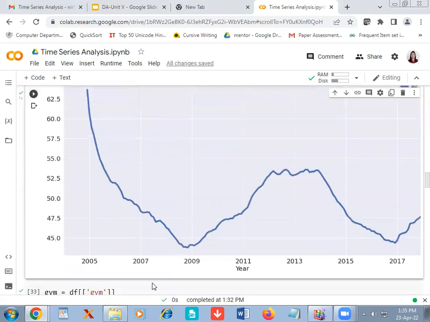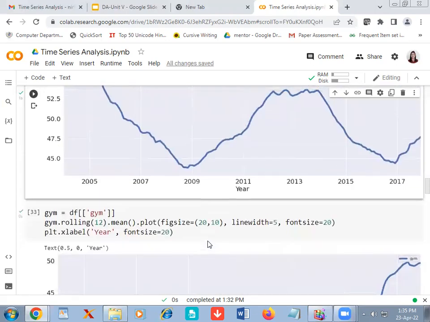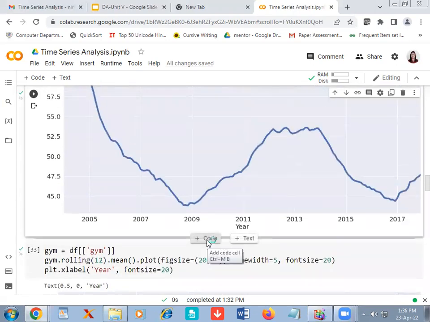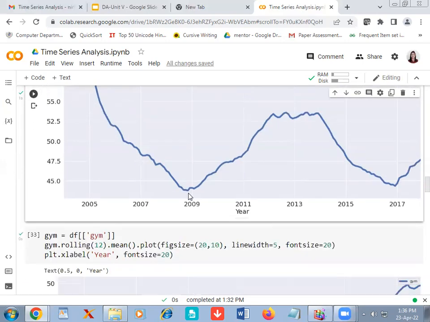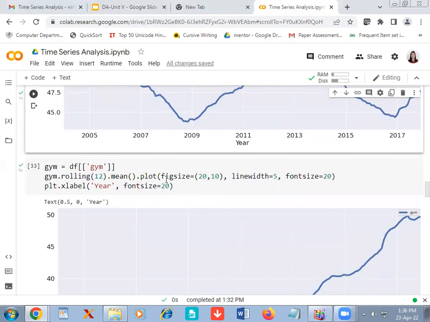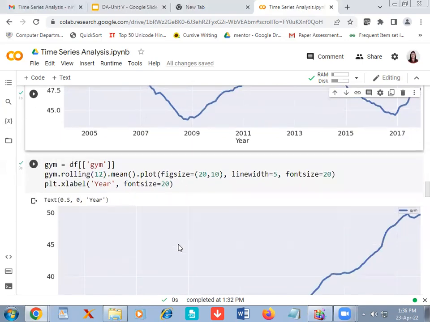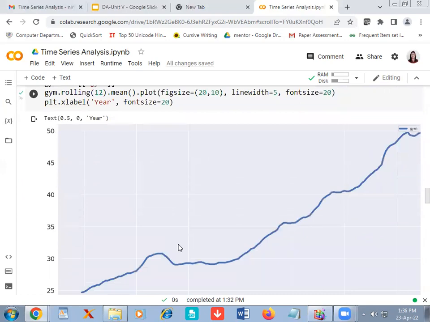So this is what you can observe as the trend. In this trend, you can see January increasing, then decreasing, then again increasing. The same I want to do for the gene. For the gene, again I find the rolling and then the mean. Here you can observe that in gene we have only an increasing component.